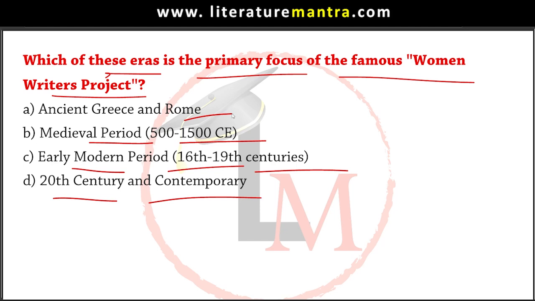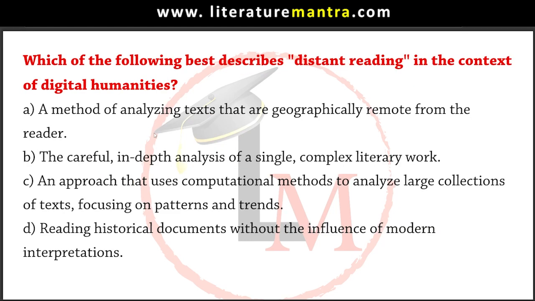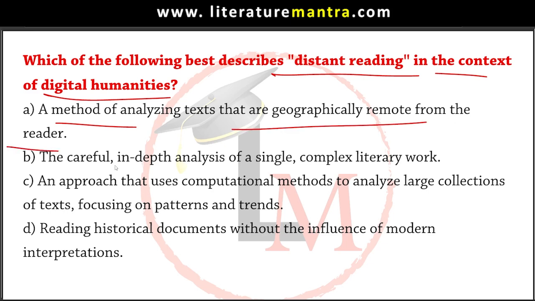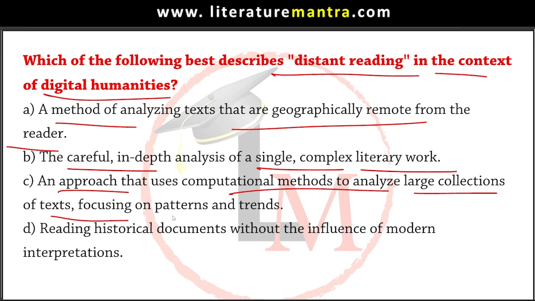Okay? Try to answer this question if your teacher has taught you what digital humanities is, because this is a very basic question. And the second question that I want you to answer is, which of the following best describes distant reading in the context of digital humanities? Okay? A method of analyzing texts that are geographically remote from the reader. B, the careful in-depth analysis of a single complex literary work. C, an approach that uses computational methods to analyze large collections of texts, focusing on patterns and trends. And D, reading historical documents without the influence of modern interpretations.